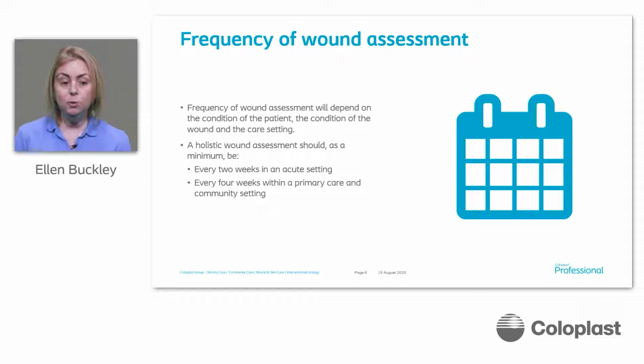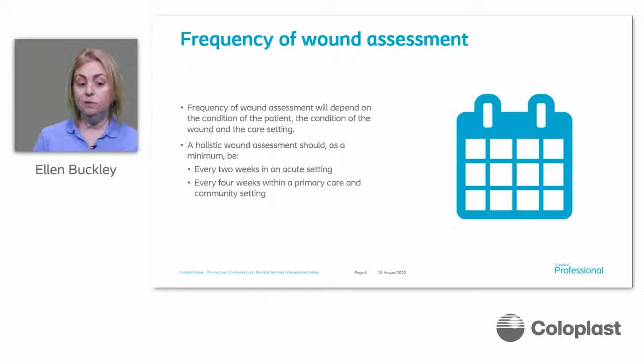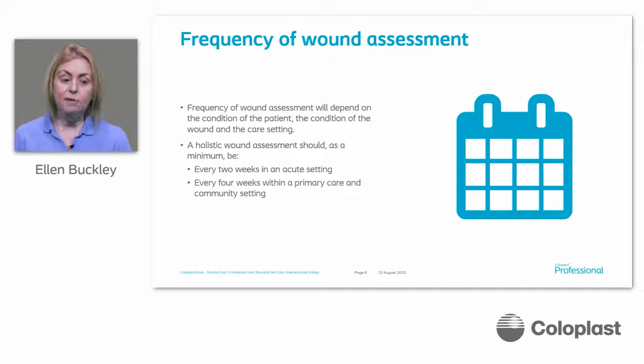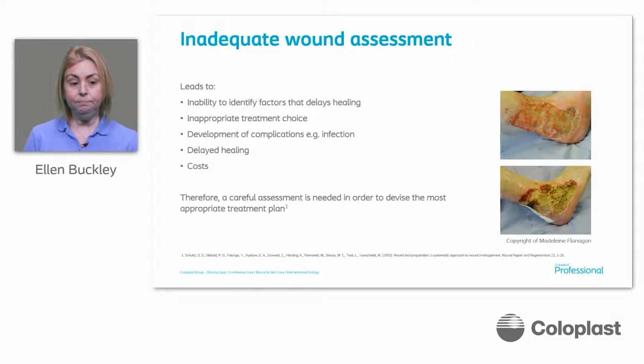So how often do we do a wound assessment? Well, that will very much depend on the condition of the patient and also the condition of the wound and the care setting where that wound has been looked after. But a holistic wound assessment should be at minimum every 2 weeks in the acute setting or every 4 weeks within a primary care or community setting.